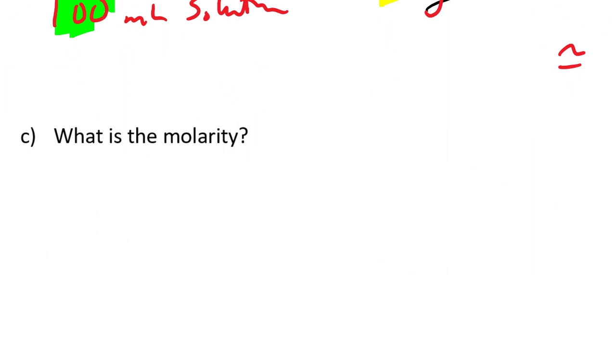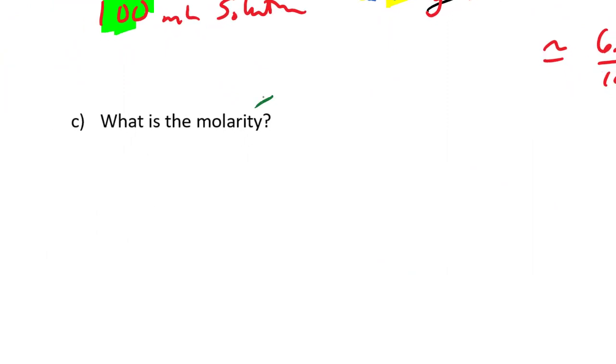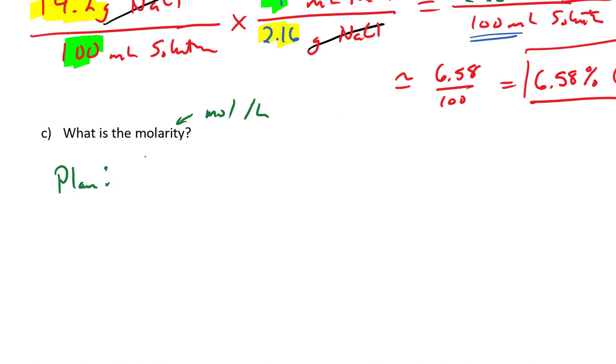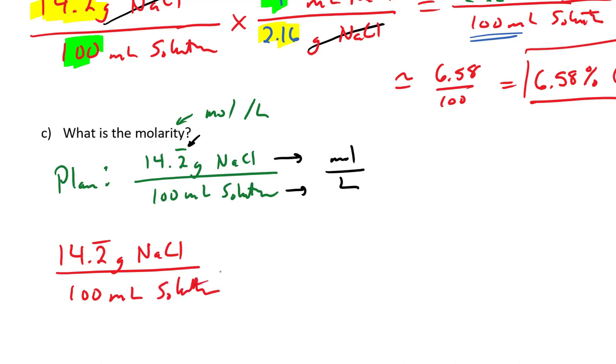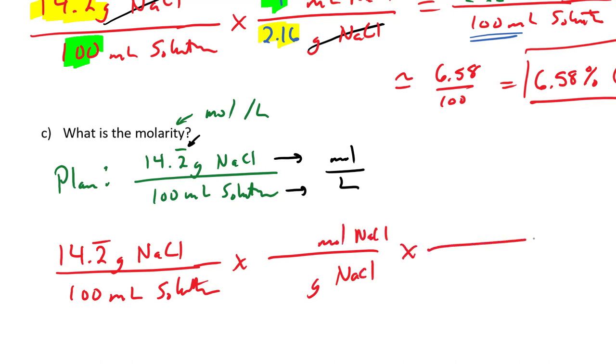Let's now do the same solution and we'll convert to molarity. Molarity, as you hopefully remember, is moles per liter. So what's the plan? Let's start from question one. 14.2 grams of sodium chloride over 100 mils of solution. Again, we are going to use the not rounded off version. What I'm going to do here, I'm going to convert grams to moles. I'm going to convert mils to liters. Convert from grams to moles of sodium chloride. And we'll convert from mils to liters.